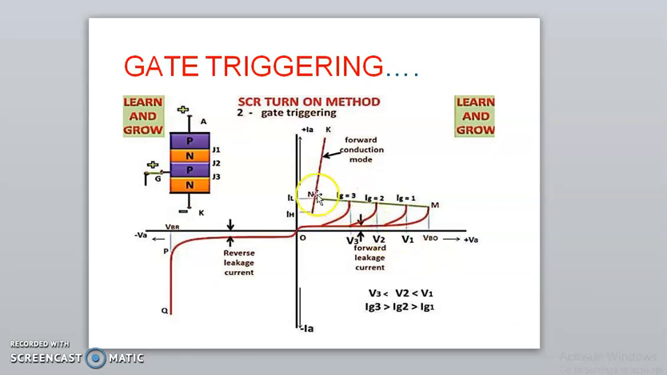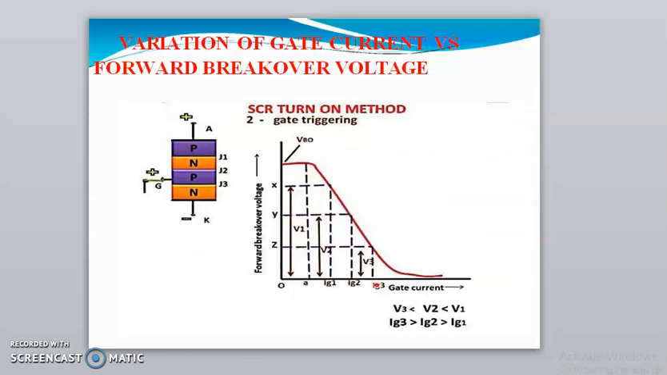Here you can see the characteristics which show the different gate currents IG1, IG2 and IG3. IG1 is the minimum gate current and IG3 is the maximum gate current. Then these are the different variations of gate current against the forward breakover voltages.